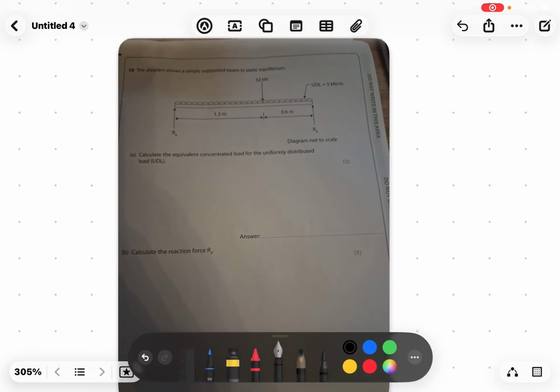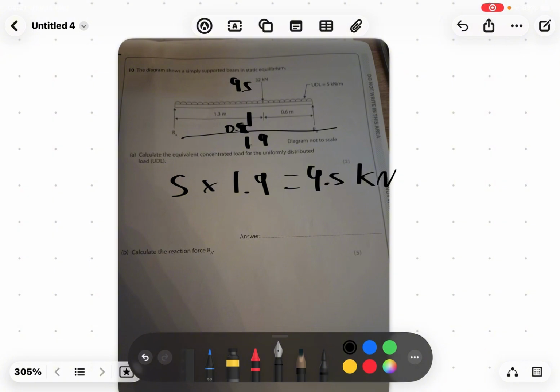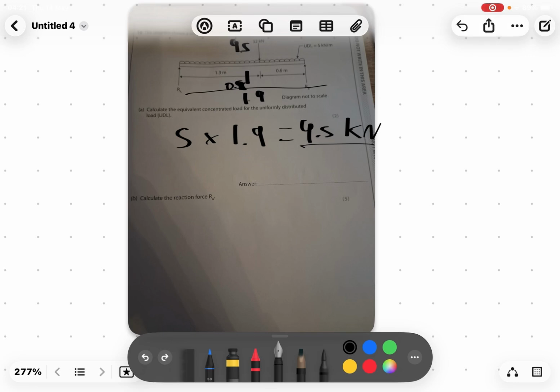Basically over here we have to find what this is equal to. How we find this is 5 times these two, because that's the whole length. We need the whole length. The whole length is 1.9, that equals 9.5 kilonewtons. So it's placed right in the middle, 0.95, 9.5. So that's the answer.